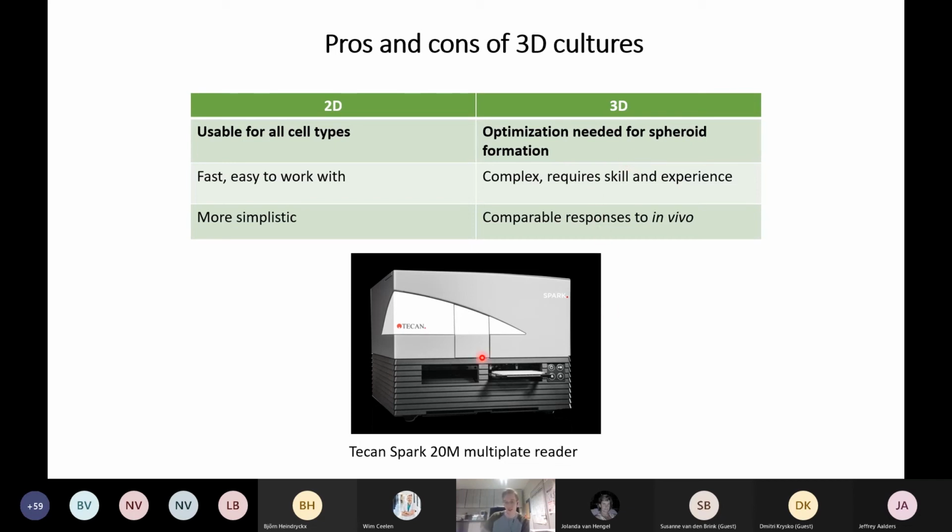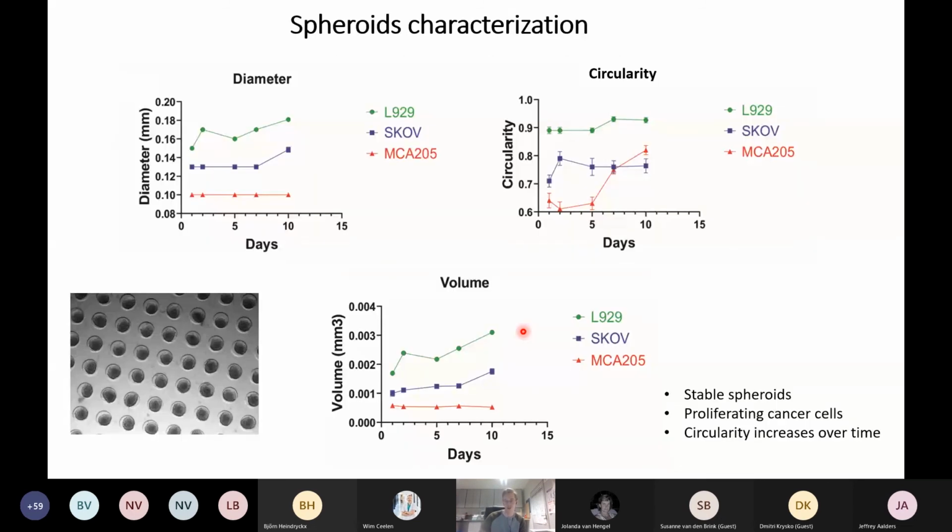In our lab, we have a Tecan multiplate fluorescence reader at our disposal, and we use this machine as a starting point for our assay development. Of course, before we could develop the assay, we needed to have a 3D model ready at our disposal. We work with tumor spheroids, as you can see here, and we use 3 different cell lines for spheroid formation.